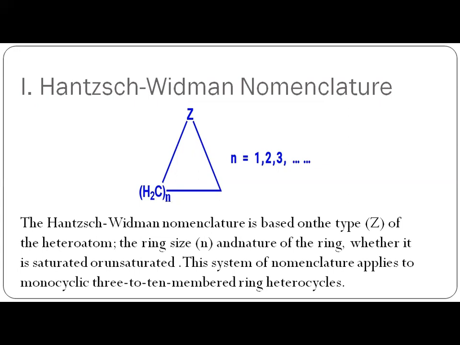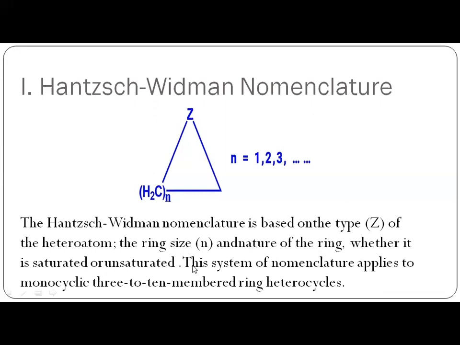As we said, this Hantzsch-Widman nomenclature is always based on the type. First, which type of compound it is. After that, which type of heteroatom is present. Next is the ring size of that compound. Is it a three-member ring, four-member ring? And last is the nature of the ring. Is it a saturated ring or an unsaturated ring?